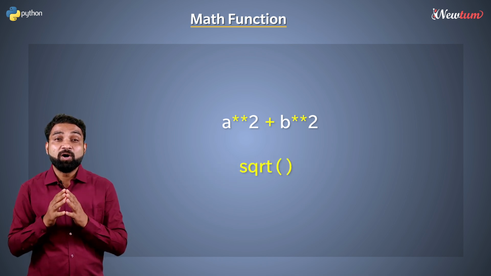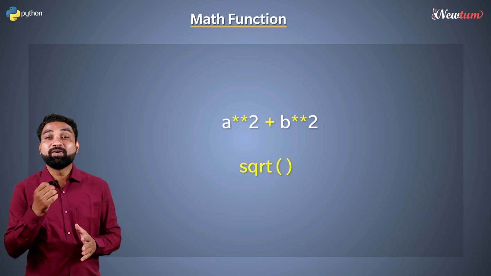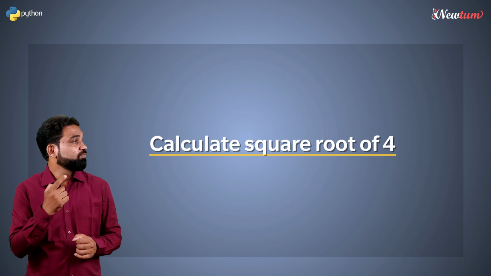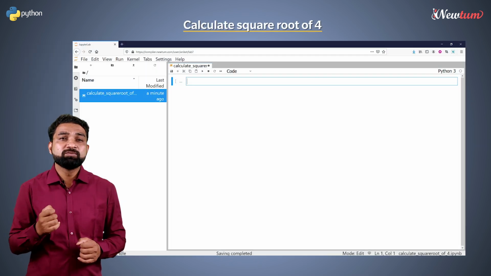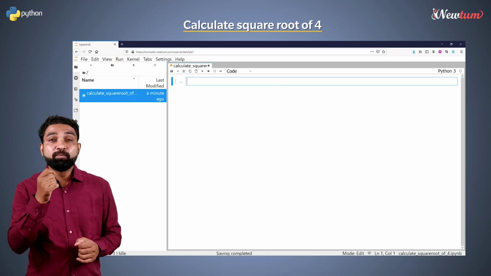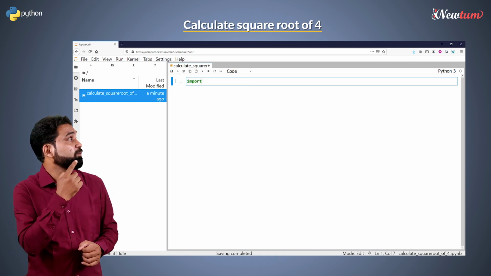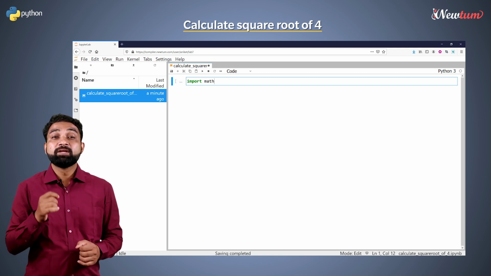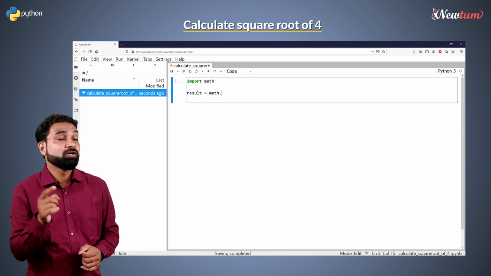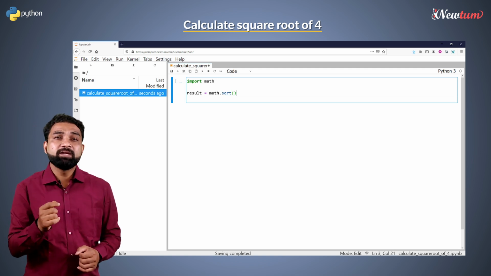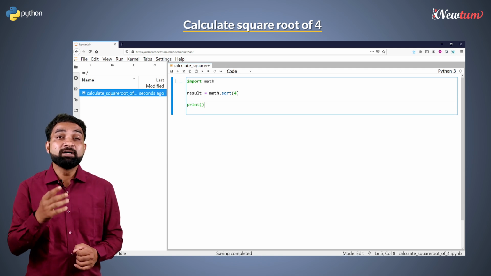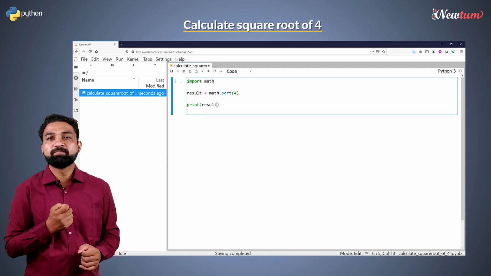Let's understand how to use the sqrt function to find the square root. Suppose you want to find the square root of 4. To do this, we will import the math library in Python. To import the math library, we will write import math like this. Then we will write result equal to math.sqrt, and in the bracket we will write 4. Then print the result variable like this.